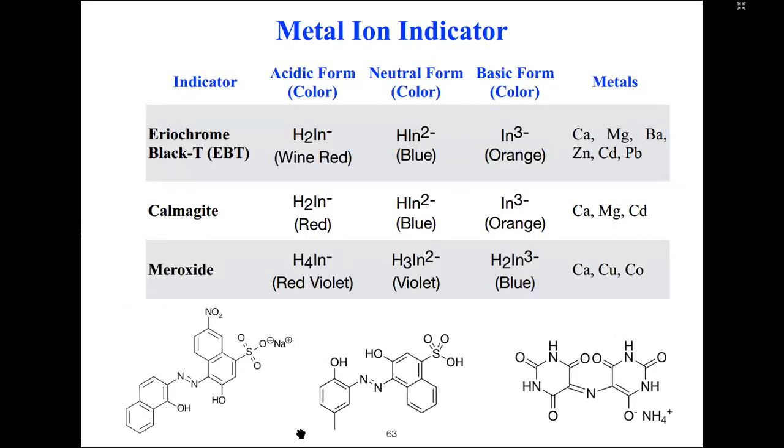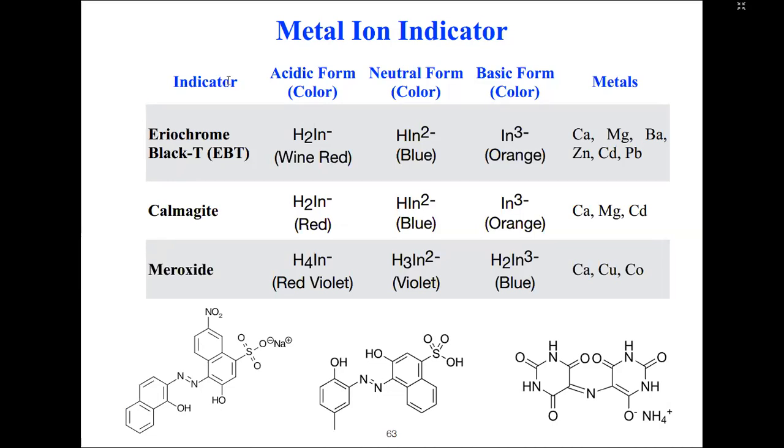So these are three examples of metal ion indicators, and we have more examples on following slides. The first example is Eriochrome Black T, which we call EBT, and the first structure here is the EBT. The second indicator is calmagite, and the second structure here is calmagite, okay? And murexide is the third indicator. The structure of murexide is given here, the third structure.